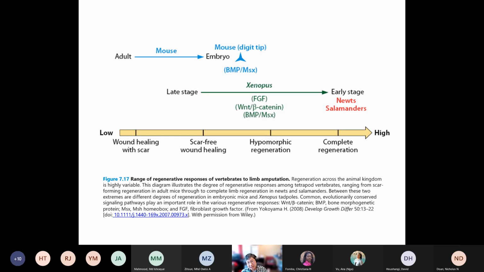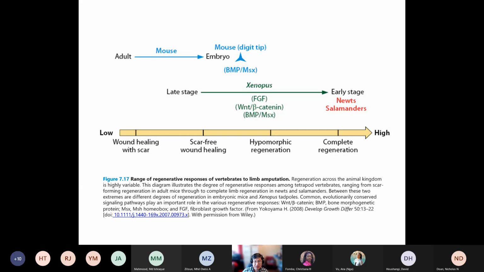And of course, the best will be complete regeneration. In complete regeneration, you regain a new limb that, morphologically and functionally, is just like a brand new, perfect one. Okay, so this describes the scale, or power, of regeneration.